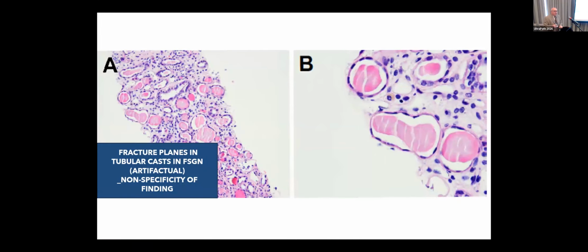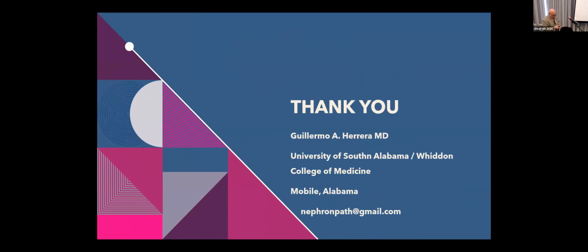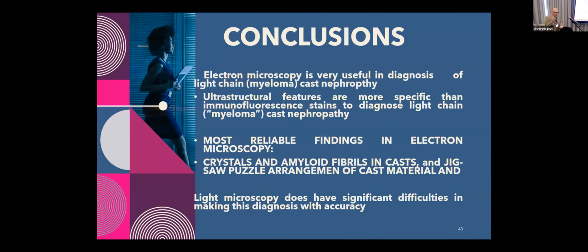You can find fracture planes in virtually any disease you want. Here you have these beautiful fracture planes on the H&E, and they are in a patient with focal segmental glomerulosclerosis. So keep in mind that if you carefully evaluate the situation, you're going to be able to make the diagnosis of myeloma cast nephropathy with certainty, and the electron microscopy is going to be more useful than the immunofluorescence.